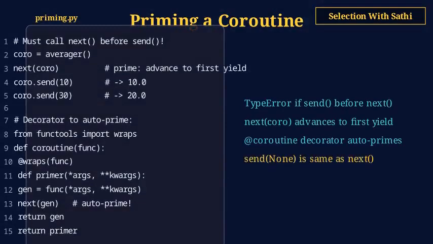Before you can send values to a coroutine, you must prime it. A freshly created coroutine is in the Gen_created state. Its code has not advanced to the first yield yet. Call next of coro or coro.send of None to advance to the first yield. Only after this priming step can you send actual data values. A common pattern is to write a coroutine decorator that autoprimes on creation.